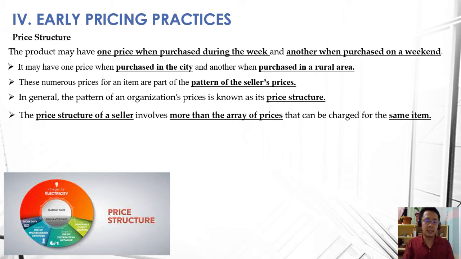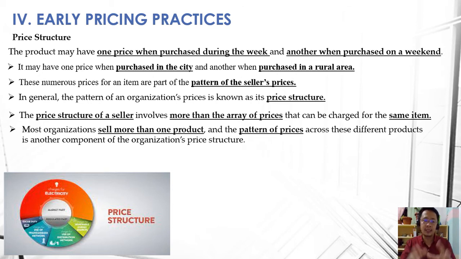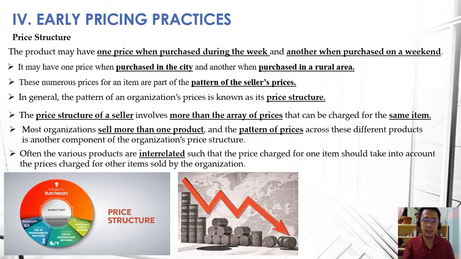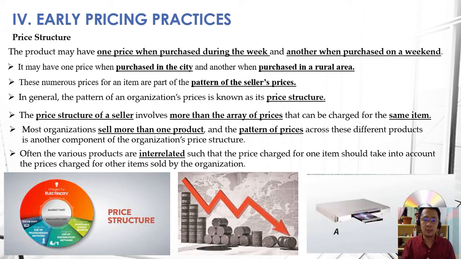So the price structure of a seller involves more than the array of prices that can be charged for the same item. Most organizations sell more than one product, and the pattern of prices across these different products is another component of the organization's price structure. Often, the various products are interrelated, such that the prices charged for one item should take into account the price being charged for other items sold by the organization.